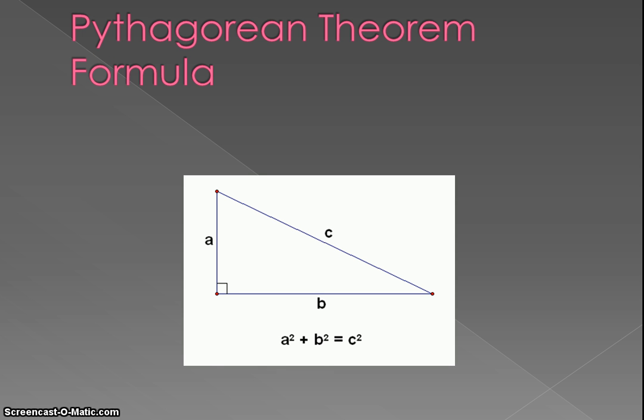Now that we know where our sides are located, we are going to learn the formula for solving side C. The formula is a squared plus b squared equals c squared. When a number is squared, that just means we are taking whatever number we have and multiplying it by itself. Okay, let's try an example.